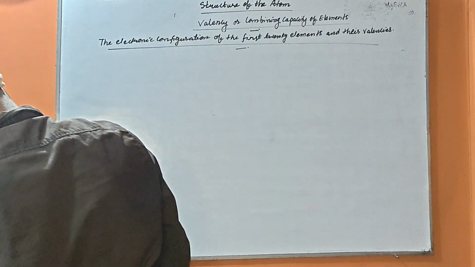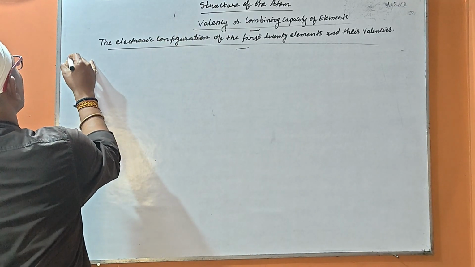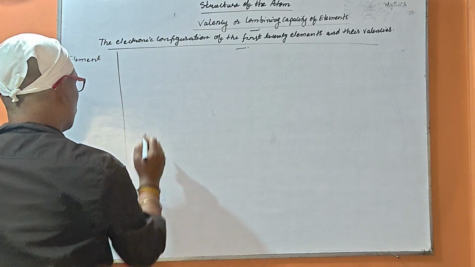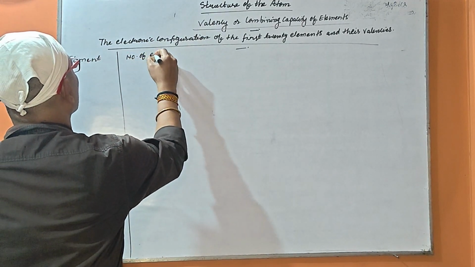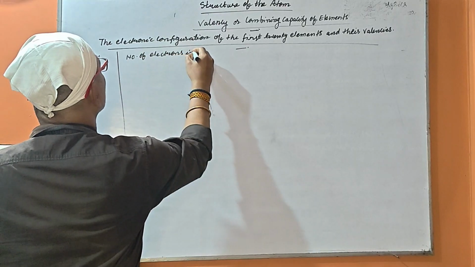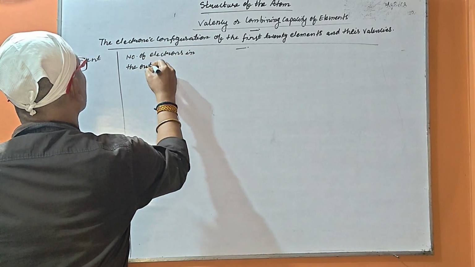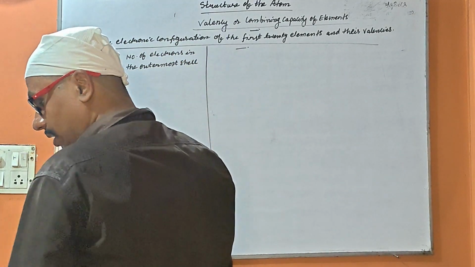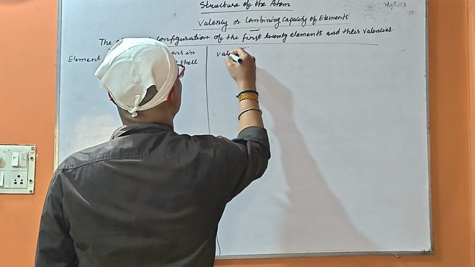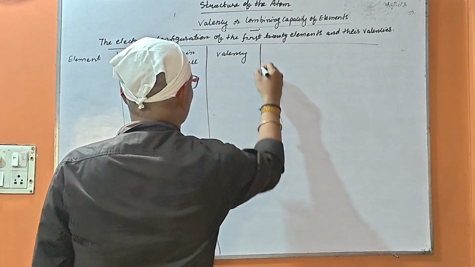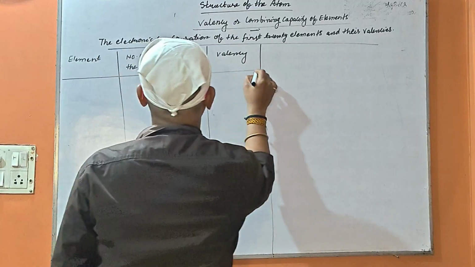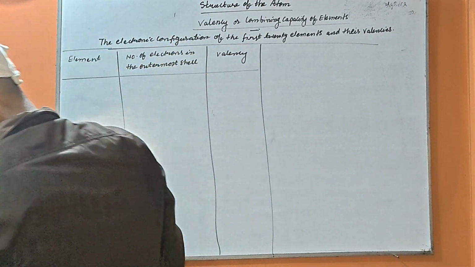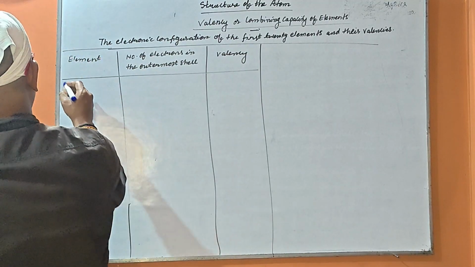So first of all, draw a chart like this with the columns: element, number of electrons in the outermost shell, and the last one is valency. This is very helpful for you. Keep in your mind that you have to learn it. We start from hydrogen and come to calcium.